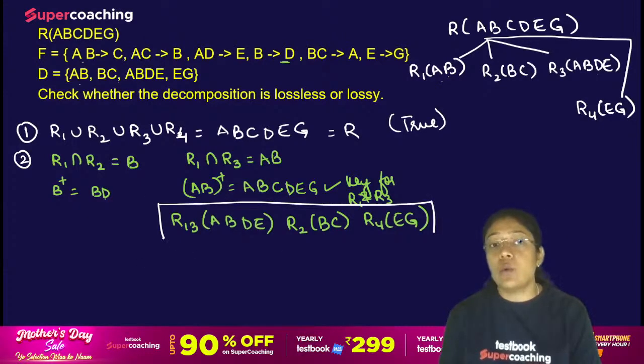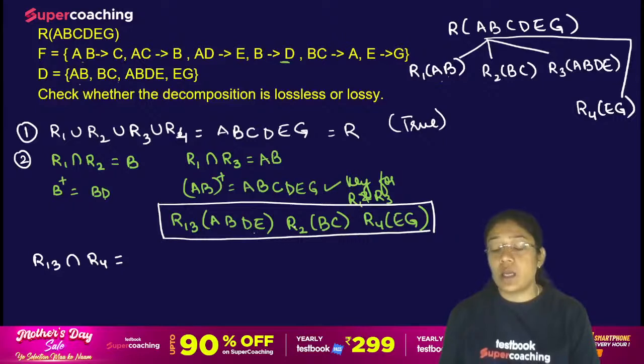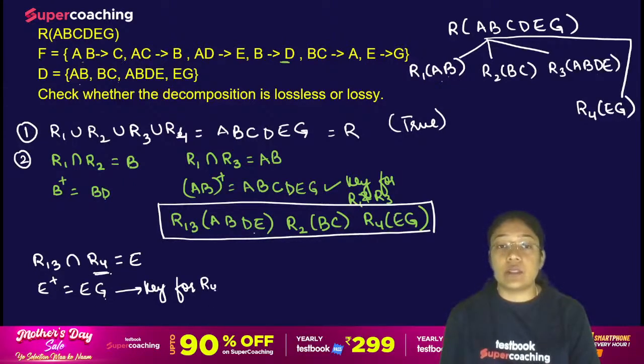Now again, we'll repeat the step 2. Step 2 means now again take two subrelations. I'm taking R13 intersection with R4. Is there any common attribute? Yes, common attribute is E. I'll find out E closure. E is determining itself. E is determining G as well. This is behaving as a key as it is determining all the attributes of R4. So we can say that E is a key for R4.